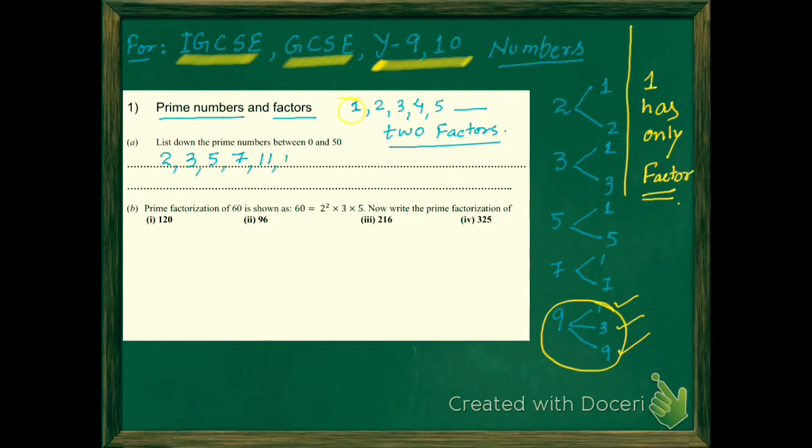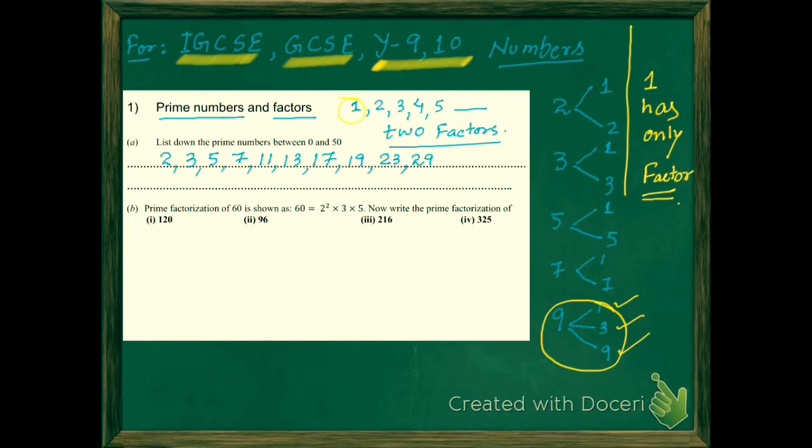Okay, 11, 13, 15 and no, because it is odd but it's not prime. 17, 19, then not 21, 23 of course, 25 no, 27 no, 29 of course. So I hope you can complete this table for 0 to 50.